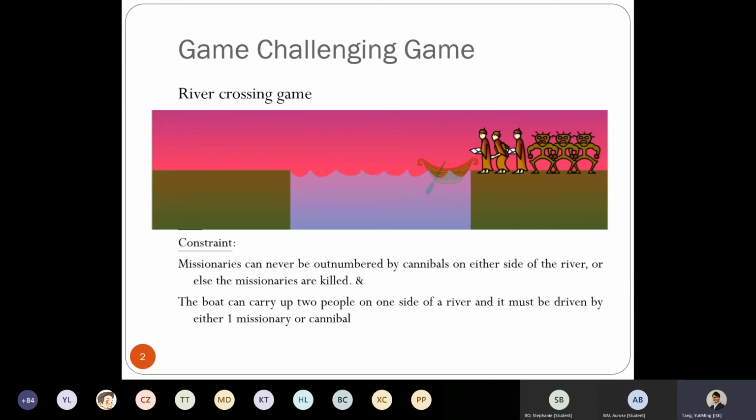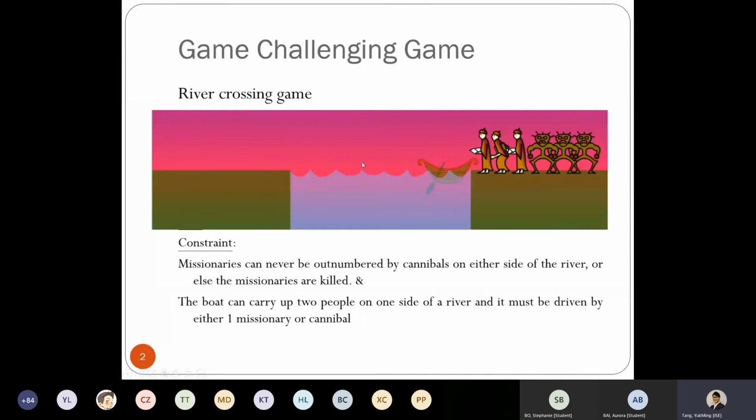Another constraint is that the boat can only carry up to two people on one side of the river, and it must be driven by either one missionary or one cannibal. So this is what you're going to do for this game.